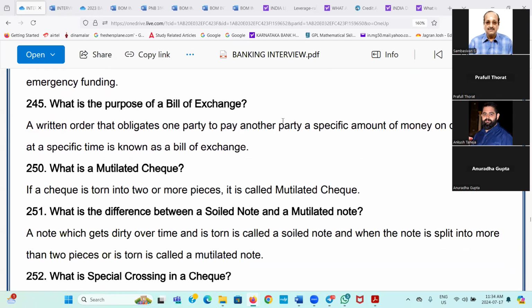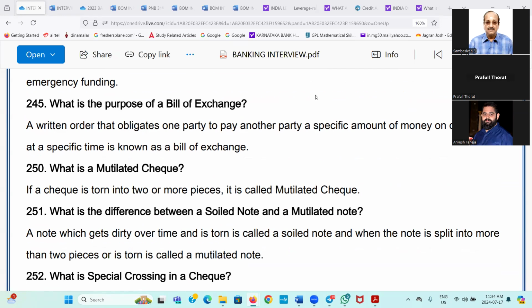245. What is purpose of the bill of exchange? A written order that obligates one party to pay another party a specific amount of money on demand or at a specific time is known as bill of exchange.